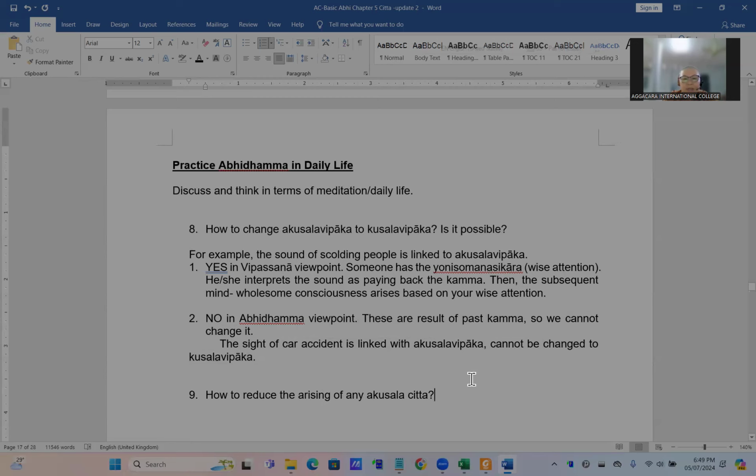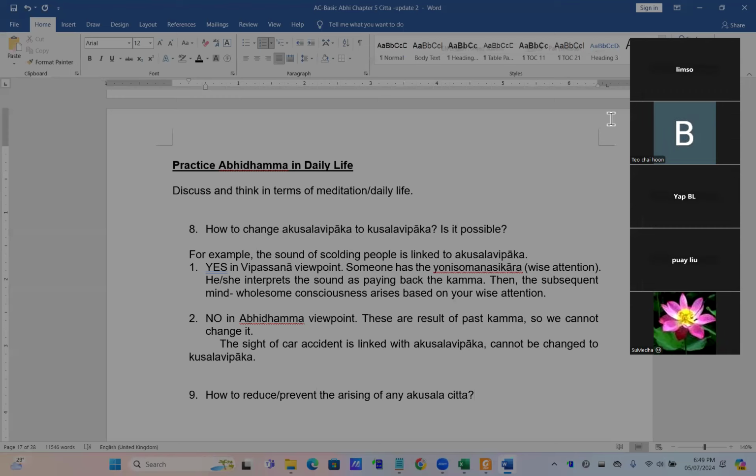Okay, number 9. I think number 9 is also interesting. Can we reduce, or maybe use the word prevent, the arising of any akusala chitta, unwholesome consciousness? This one is really in terms of vipassana practice.